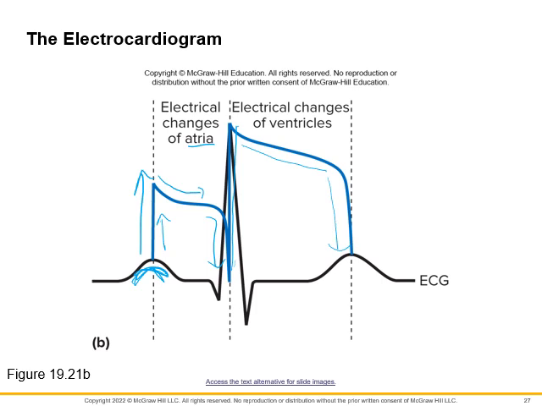I'm not sure if you can see this here, but do you see how the repolarization of the atria is masked by the depolarization of the ventricles? That's why we don't have atrial repolarization on the EKG.